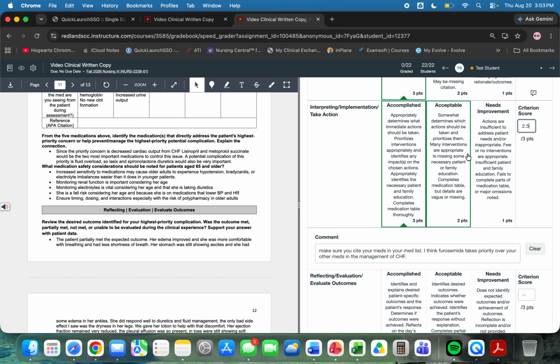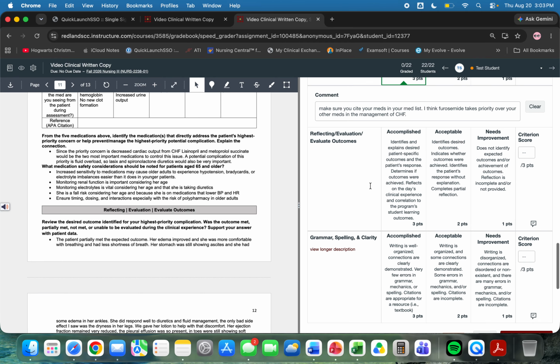If she missed a lot of meds, or really just missed the point of how to prioritize this stuff, or really missed the big intervention, you can always reduce their points, right? If they're really not getting the clinical picture, you can take them down to a 1.